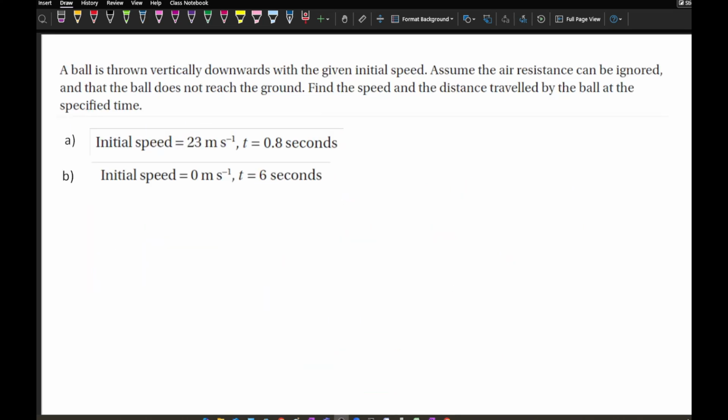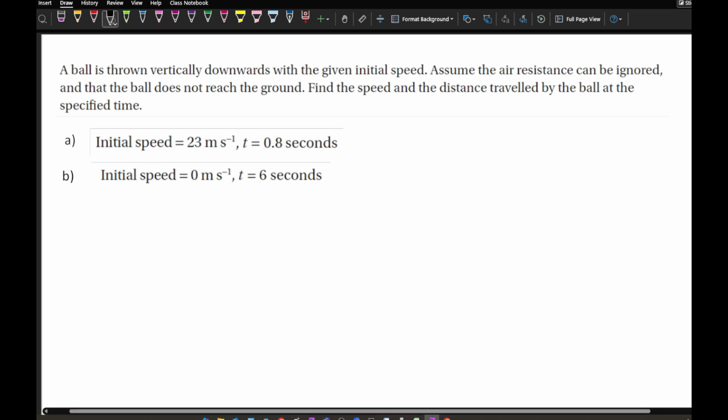So now let's have a look at our second example. It says the ball is thrown vertically downwards with a given initial speed. Assume that the air resistance can be ignored and that the ball does not reach the ground. Find the speed and the distance travelled by the ball at the specific time. So here we've got two parts of the information. We know the initial speed and we know the time.